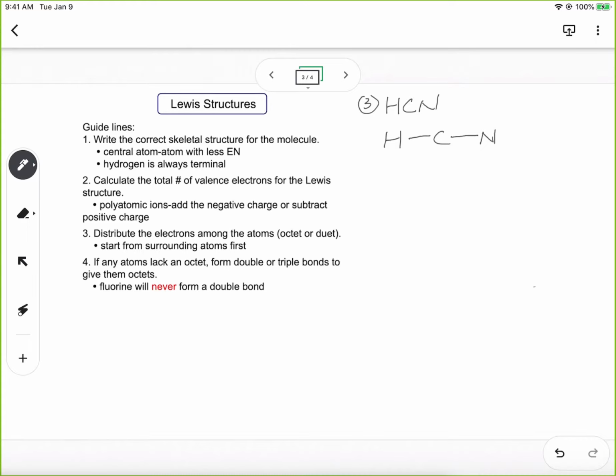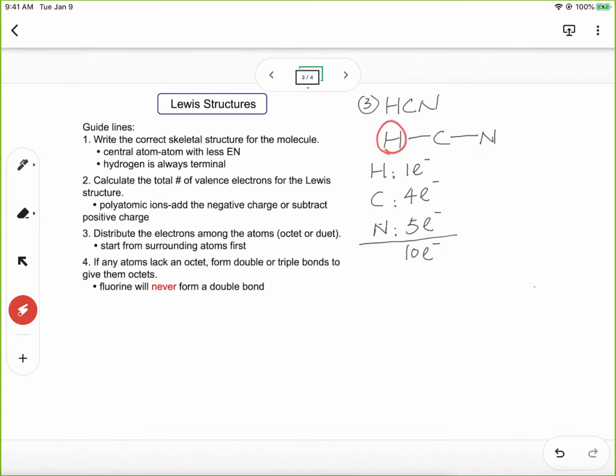Now, the second step calculates the valence electrons. All right, no problem. Let's see. Hydrogen, 1 valence electron. Carbon, 4 valence electrons. Nitrogen, group 15, so 5 valence electrons. So total you have 10 valence electrons. All right. Now, again, we've already used some of them, but we still have more. So let's distribute these electrons to nitrogen and hydrogen to make these surrounding atoms happy first.